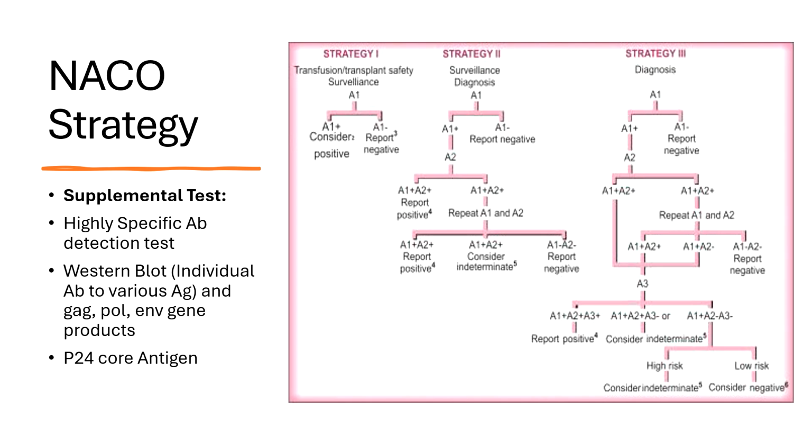What are the supplemental tests for the diagnosis of HIV? They are basically highly specific antibody detection tests like the Western blot test. So how does it differ from other tests? Basically, the Western blot test detects individual antibodies to various different antigens, as well as GAG, POL, ENV gene products also. And another test is the P24 core antigen. These are the supplemental tests.